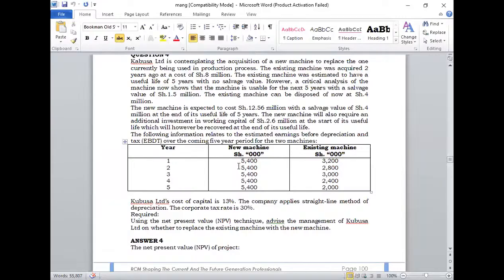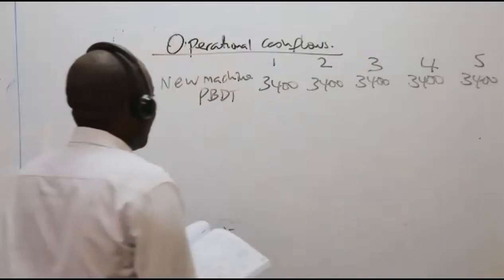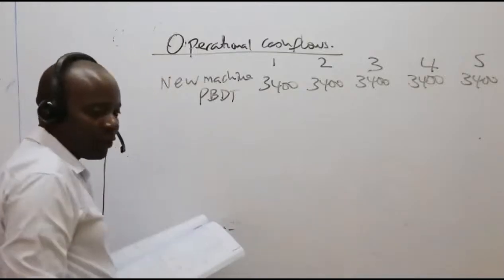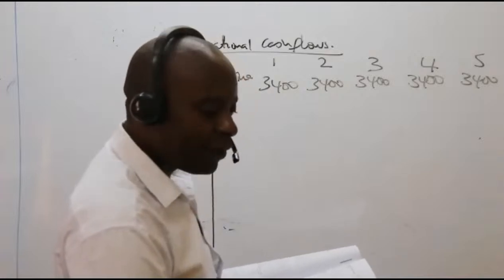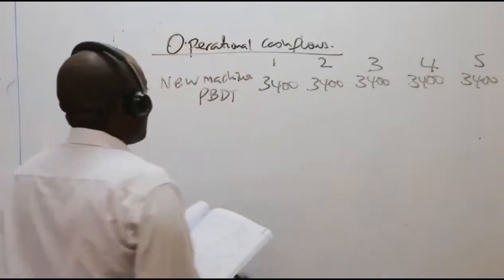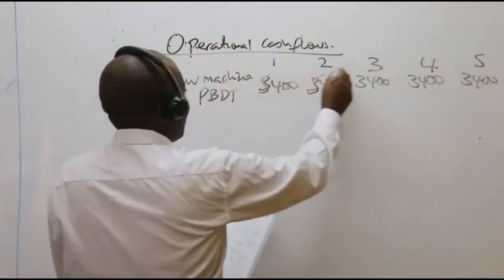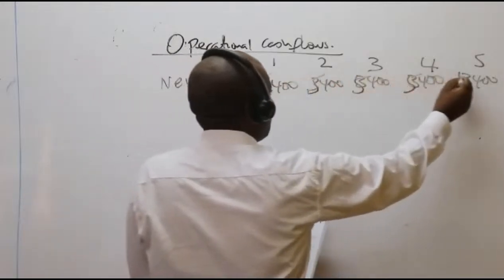So incremental cash flows, what do we have? We'll come and take here. They have given us the profit before depreciation and tax for the new machine. And then we have the profit before depreciation and tax for the old machine. So please copy these very fast. I hope you are able to see the ones of the old machine. So for the old machine, what do we have here? Oh, it's 54, not 34. Yeah, it's 54. Thank you very much.